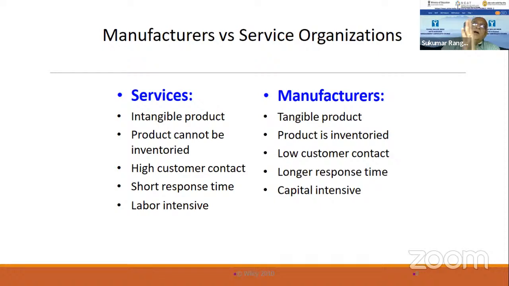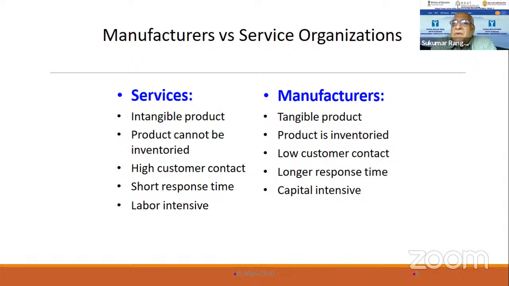Now, operations management is required for both manufacturing and service organizations. The difference being, in services, it is an intangible product, the product which you don't see, whereas in manufacturing, you see a tangible product. In services, the product cannot be inventoried.